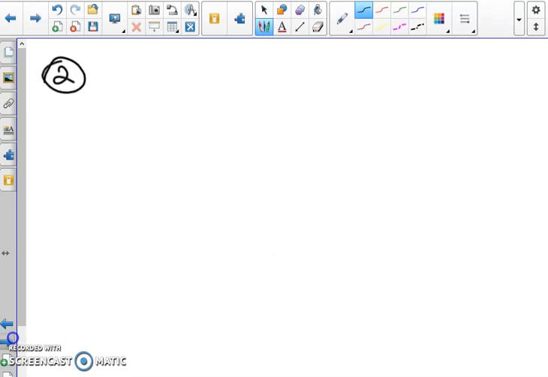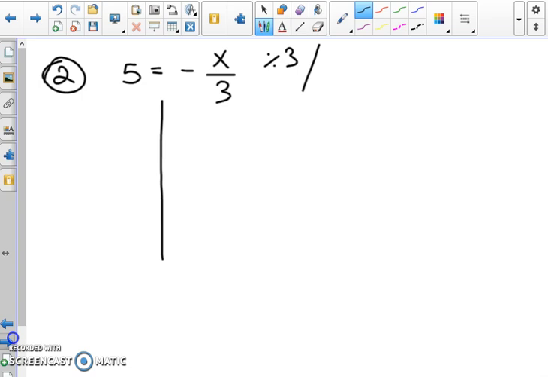All right, so what if we had something like this? Let's say we had 5 is equal to negative x over 3. Well, I see that x is being divided by 3, so we're going to have to do the opposite, which is times 3. But I also have this negative here. So how can I get rid of a negative by multiplying? Well, let's multiply by a negative 3, because a negative times a negative will become a positive. So that cancels out the negative and the 3. We're left with x on the right. Negative 3 times 5 is negative 15.